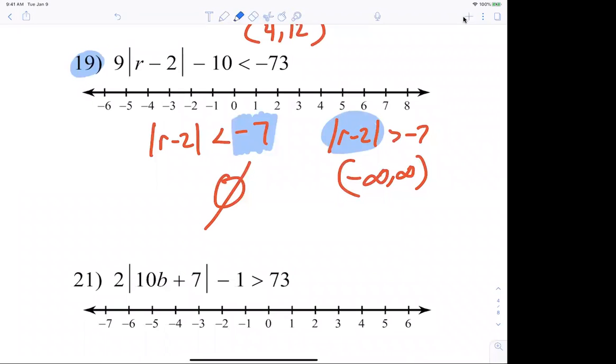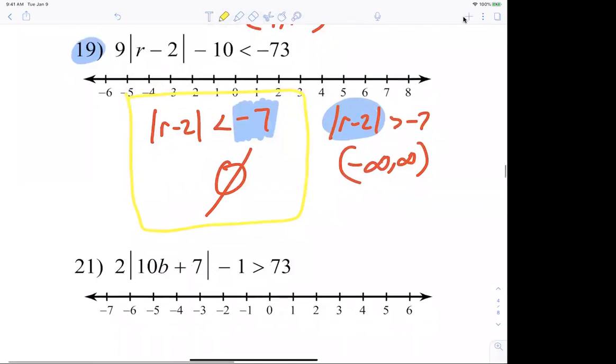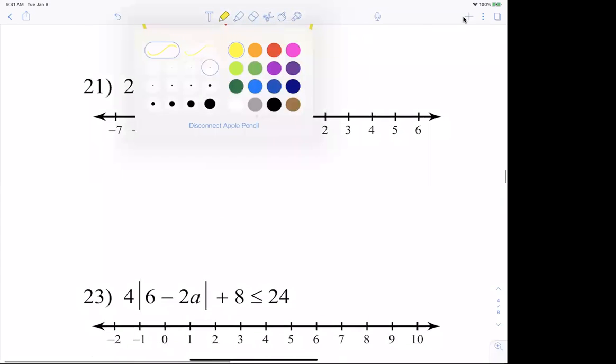But here, I'll answer no solution. The absolute value cannot be less than a negative. All right, so let's take a look now at the next one.